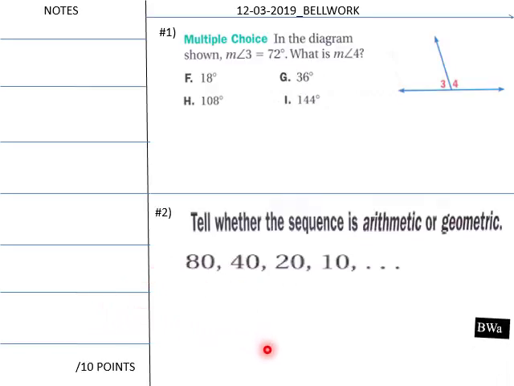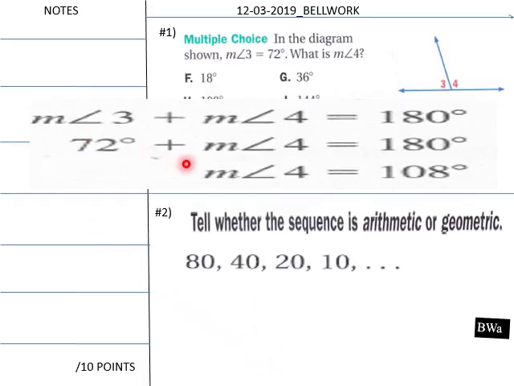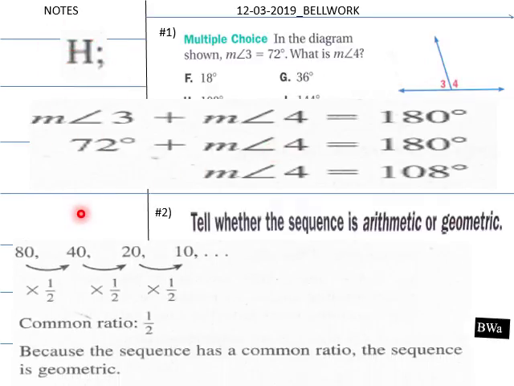Okay, welcome back for our solutions. Here is our situation for number 1. The measure of angle 4 would be 108 degrees. We got a linear pair here, so the correct response would be H for number 1. And then for number 2 we have 1/2. Each preceding member is multiplied by 0.5, so there's your common ratio. This sequence would be geometric because of it.